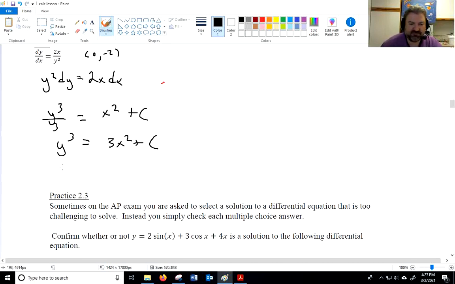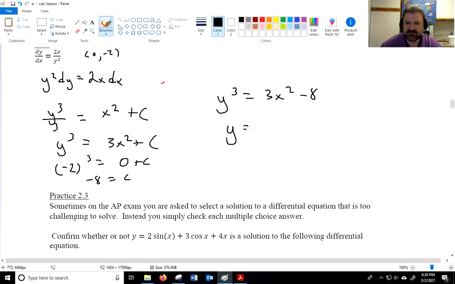I'll plug in -2 for y, and -2 cubed is -8, and then this becomes just a 0 plus c, so that is -8 is equal to c. So we know our equation is y cubed is equal to 3x squared minus 8. Or that means the cube root, or 1/3 power if you want to use reciprocals. And there we have it.